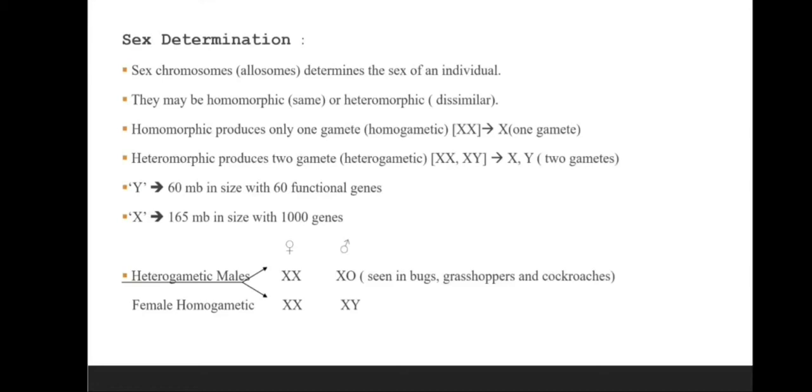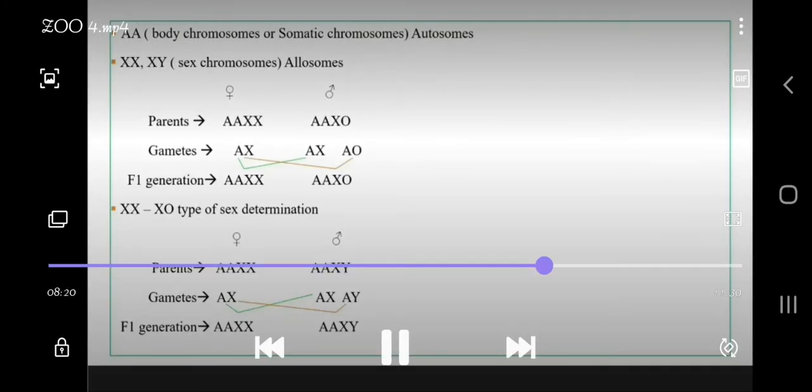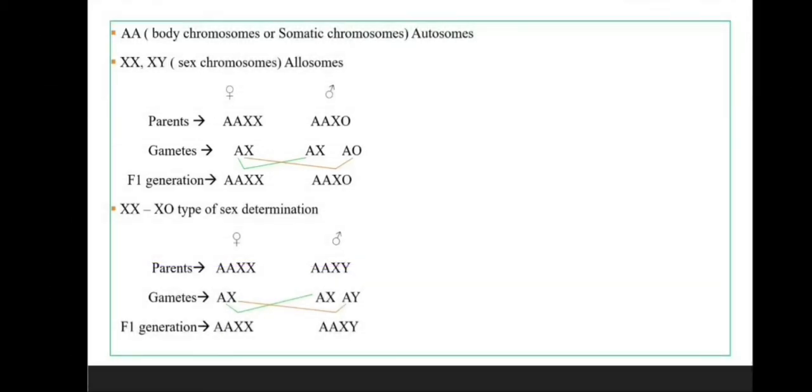Heterogametic males mostly produce dissimilar gametes. Females are homogametic in nature, XX. Males are XO or XY. AA represents autosomes, or body chromosomes, or somatic chromosomes. Allosomes are called sex chromosomes.